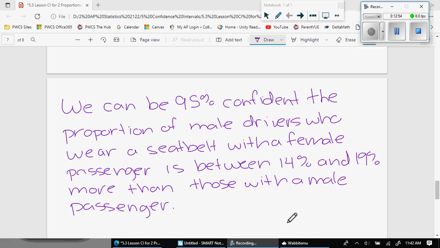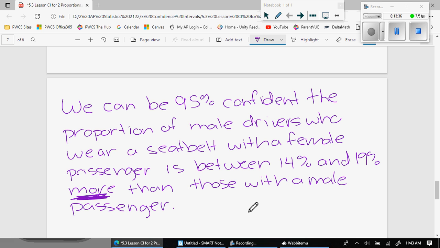And we found that in our sample, we found the female passenger group to wear their seatbelt more frequently. And so this 14% to 19% means that we can be 95% confident that the proportion of male drivers who wear a seatbelt with a female passenger is between 14% and 19% more than those with a male passenger. So somewhere in that area is the percent difference in seatbelt wearing when you have a female versus a male passenger. You want to compare. One group is more than the other.